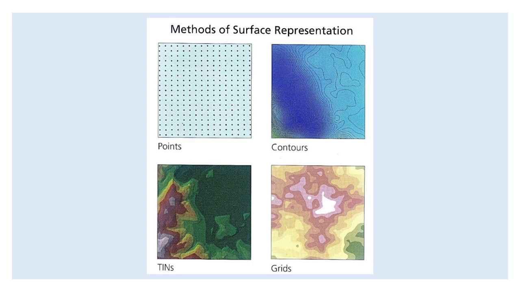So this is how surface representation can be done. It can be done in terms of points. It can be done in terms of contours. It can be shown in terms of tints. If you remember triangulated irregular networks, then you have it in terms of grids also. If you zoom in, you can see the small grids that are present here.